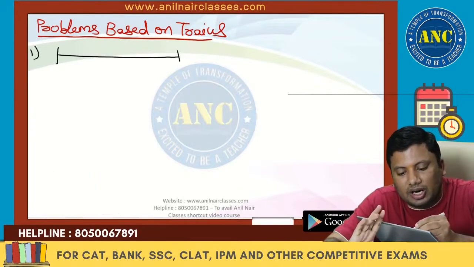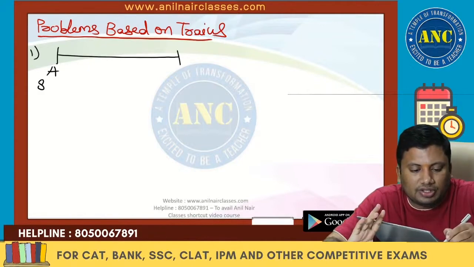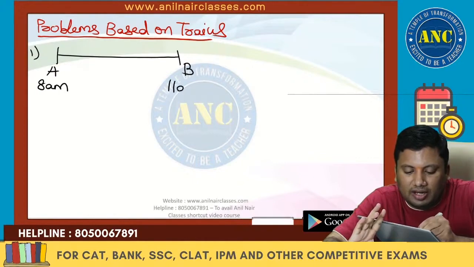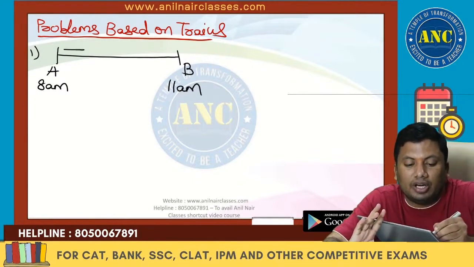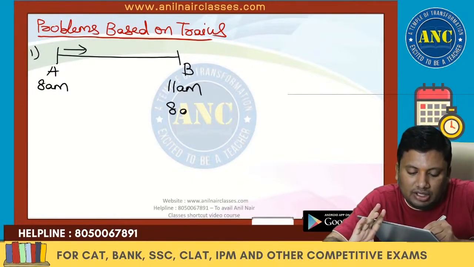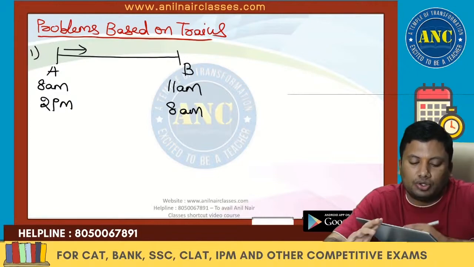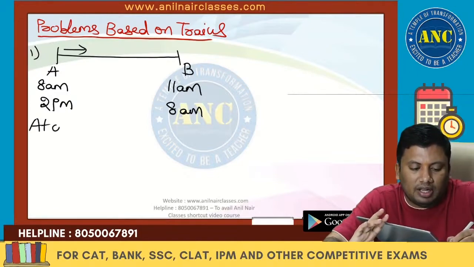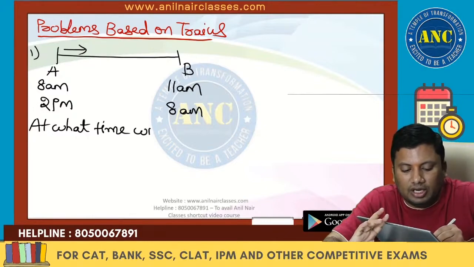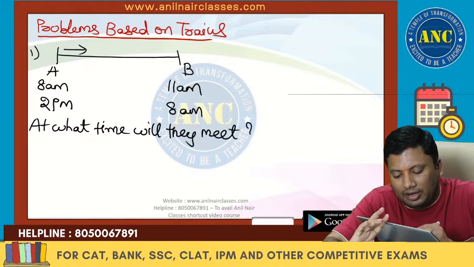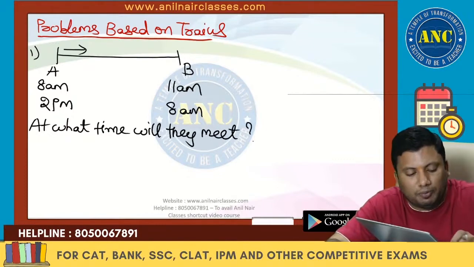A train started from point A at 8 a.m. It reached point B at 11 a.m. Another train started at point B at 8 a.m. and reached A at 2 p.m. At what time will they meet? Listen carefully. No formulae, no x and y's in any of my classes.